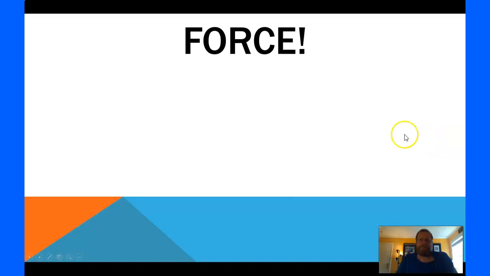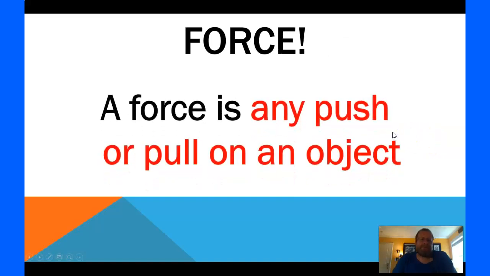Force. What is a force? A force is any push or pull on an object. There are two forces acting on you right now. Gravity is pulling you down. Whatever you're sitting on, chair, bed, floor, whatever, is pushing you back up.